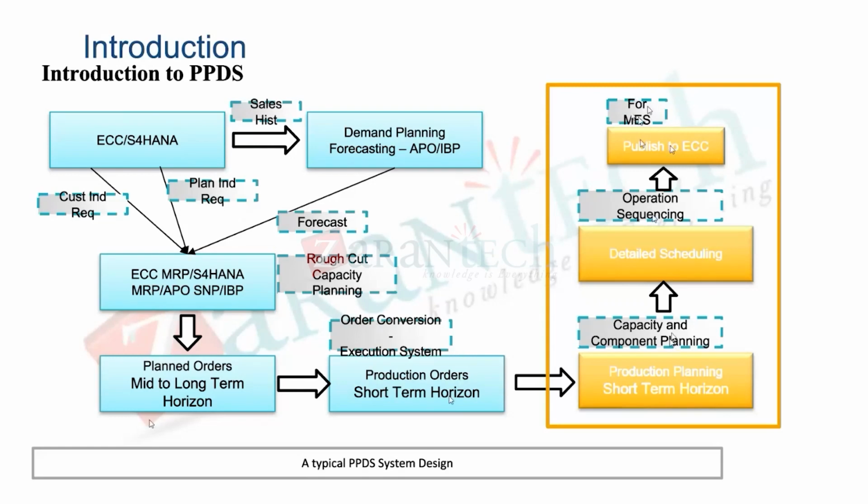Then this guy would do the real goods receipt as and when every operation of the order completes. So this is a typical cycle, a typical flow of how an order would get from demand to execution.